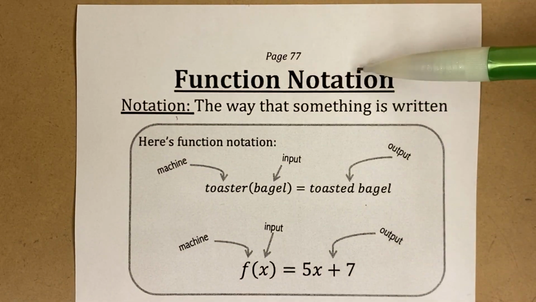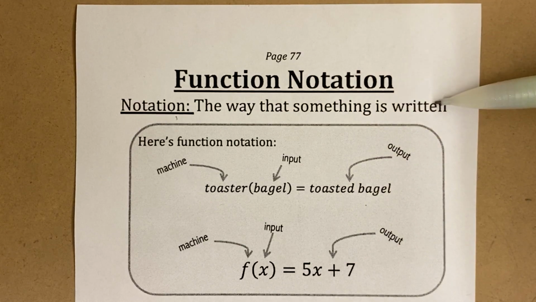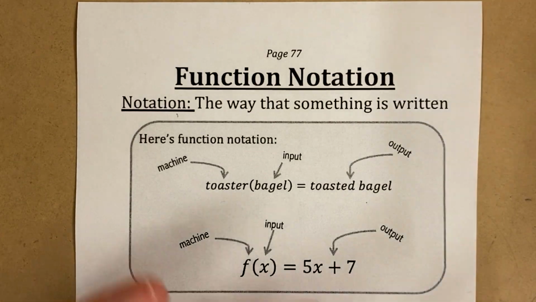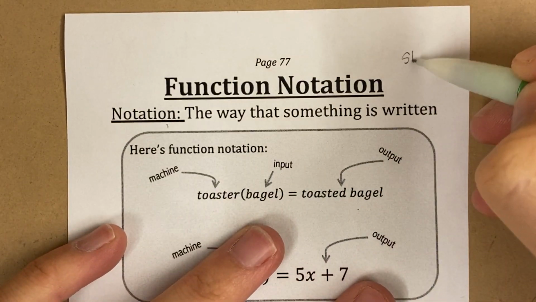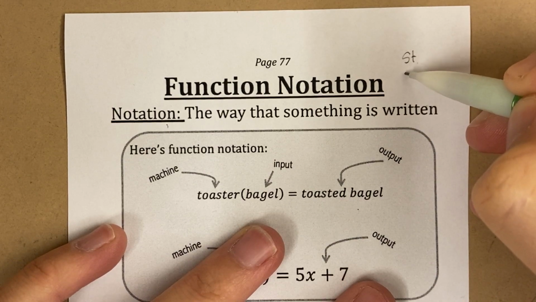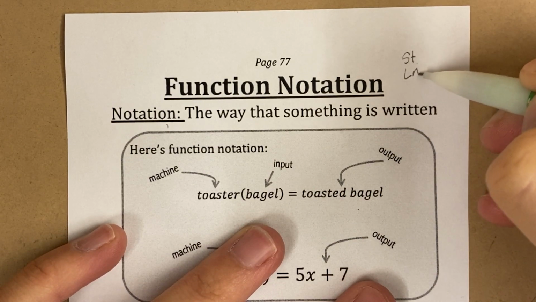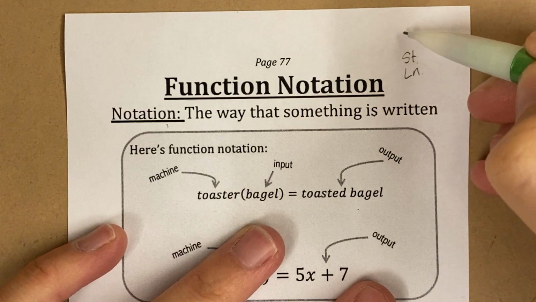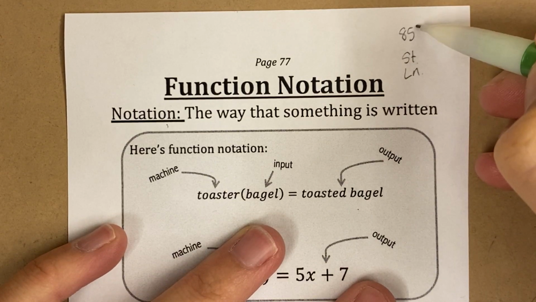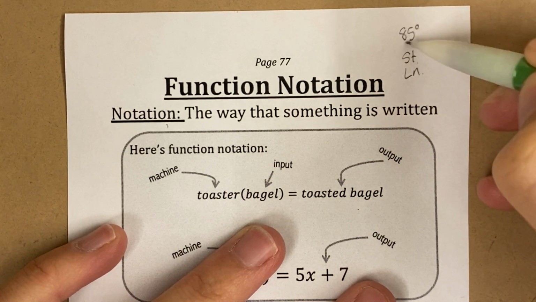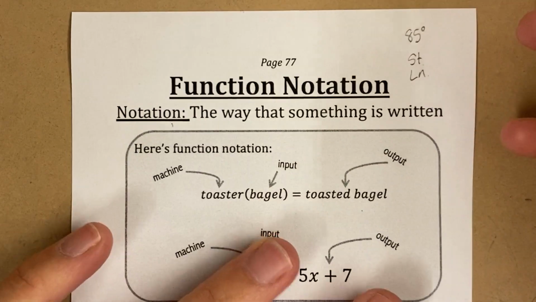We're going to learn about function notation. Notation is just the way that something is written. We have notation for all sorts of things. For example, if you see this on a street sign, you know it means street, or you know this means lane, or if you see something like 85 degrees, that's a degree symbol, you know that means a temperature. So we have notation for all sorts of things.